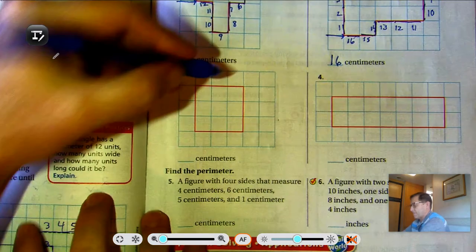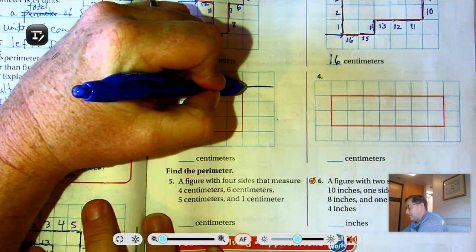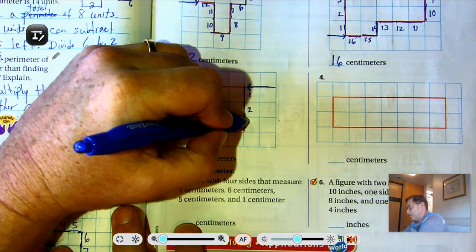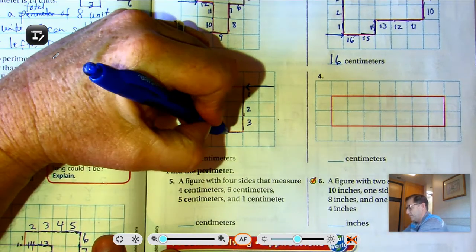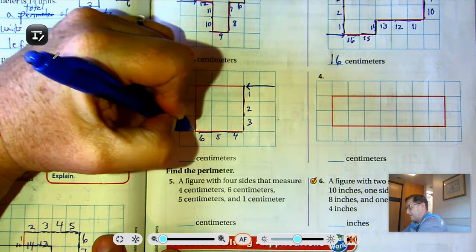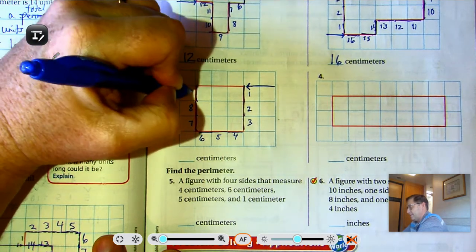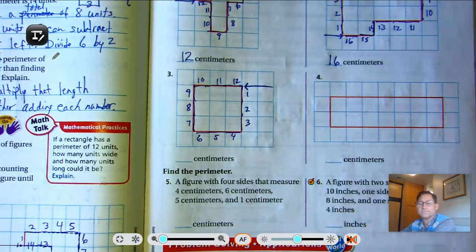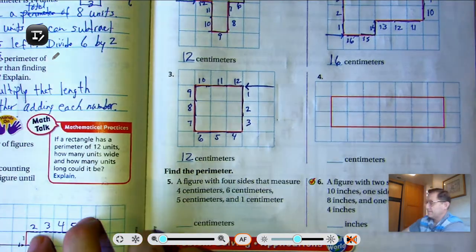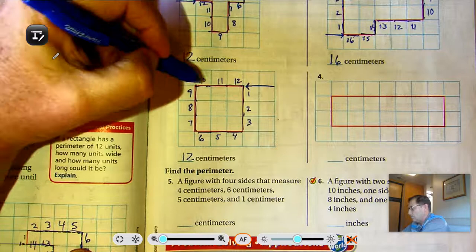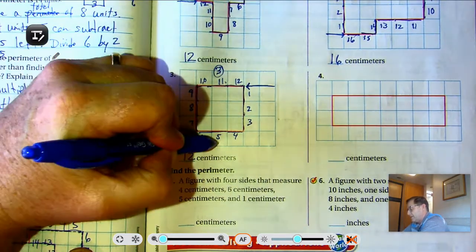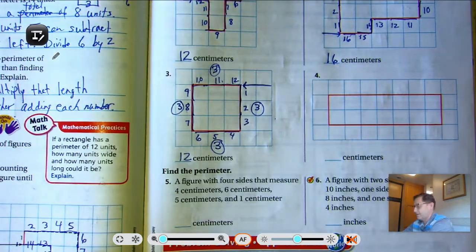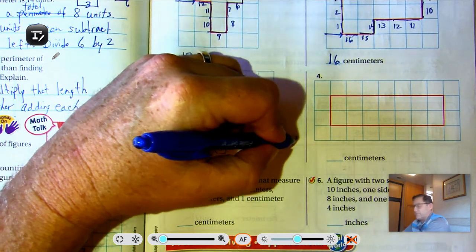Okay, number 3. I'm going to start over here this time. I told you it doesn't matter where you start. 1, 2, 3. In fact, you can start somewhere else if you want. 4, 5, 6, 7, 8, 9, 10, 11, 12. Okay, 12 centimeters. Now this one would have been just as easy to go 1, 2, 3. Okay, so there's 3 units on this side, 3 units on that side. There's 1, 2, 3 units on this side, 3 units on that side. And you could just say 4 times 3 is 12.